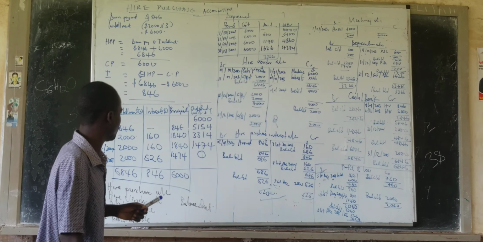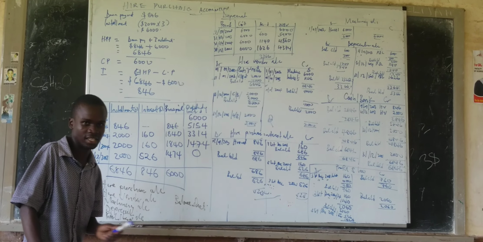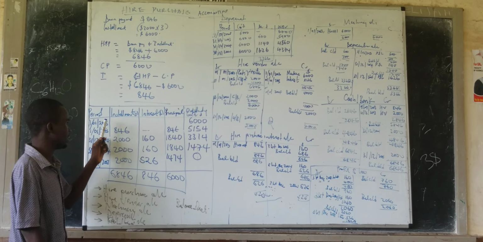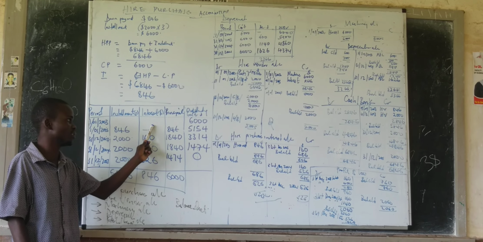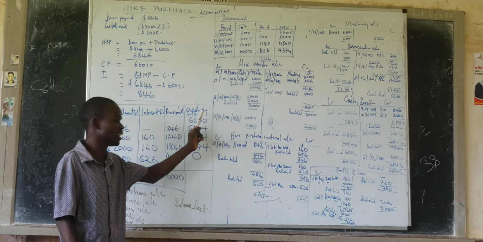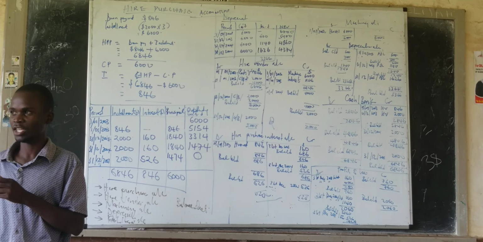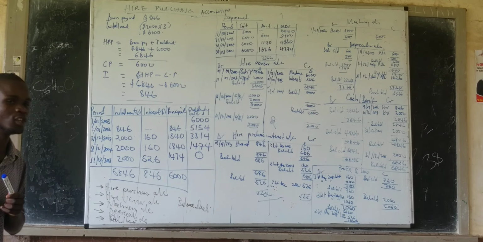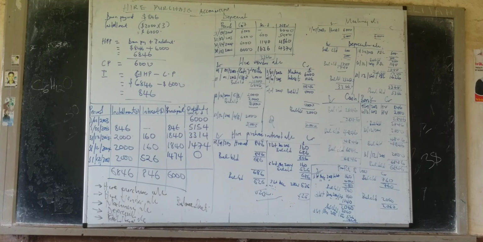This table is really necessary, and you need to do it. It indicates the period, the installment, the interest, the principal, and the outstanding balance. Whenever you are attempting this question, you need this table because it is going to guide you in doing all the other things.